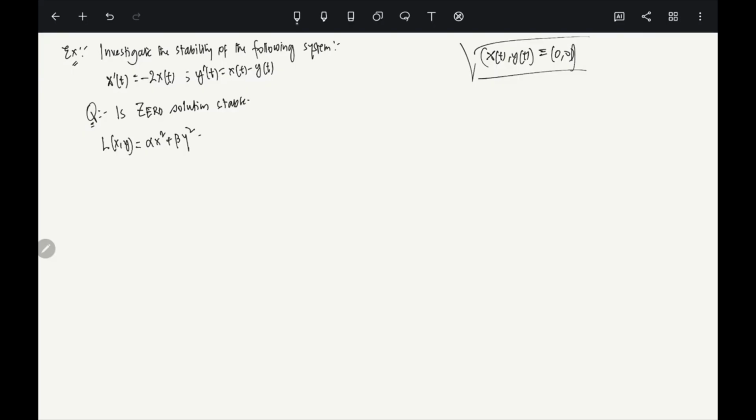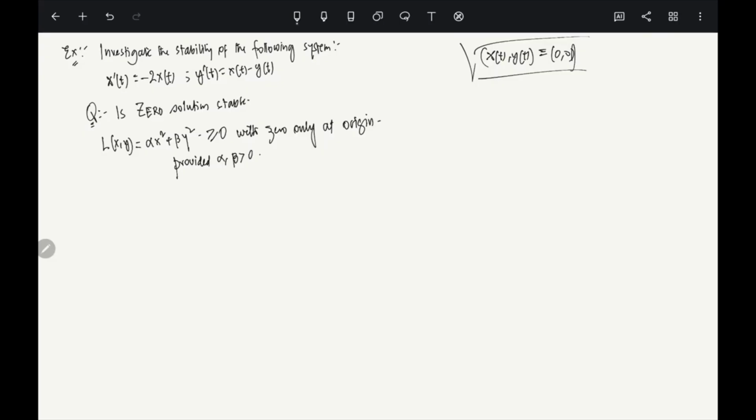Now you do realize that this is greater than or equal to 0, and it is 0 only at the origin. The origin is the equilibrium point of the system. So at the equilibrium point, the function has a minimum, which is essentially 0, and everywhere else this is positive, provided alpha and beta are positive. Is it okay? Now we have to find what alpha and beta are.